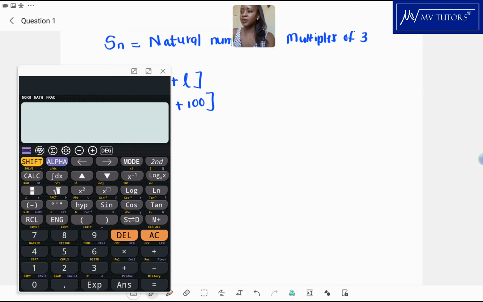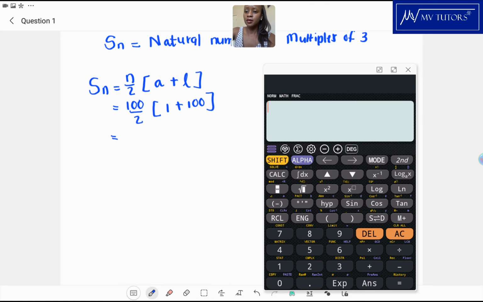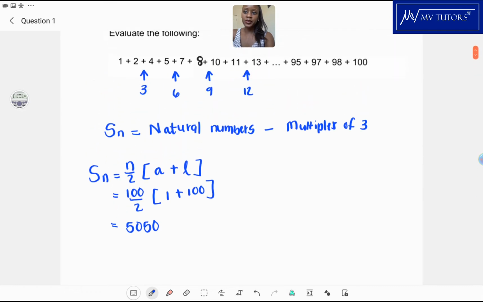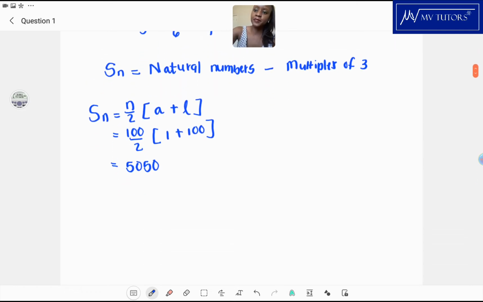Okay, so I have 100 over 2. I could have just written 50. But anyway, and then we have 101. So the sum of all the natural numbers is 5050.